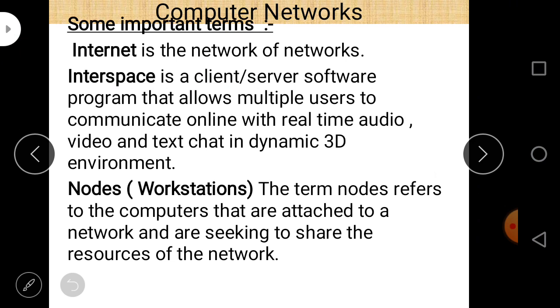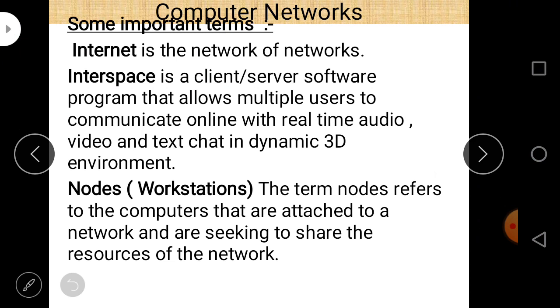Second is interspace. What is interspace? Interspace is a client server software program that allows multiple users to communicate online with real-time audio, video, and text chat in a dynamic 3D environment. So first of all, interspace is a client server software program. Second point, it allows multiple users to communicate online with real-time audio, video, and text chat in a three-dimensional environment. So this is called the interspace.